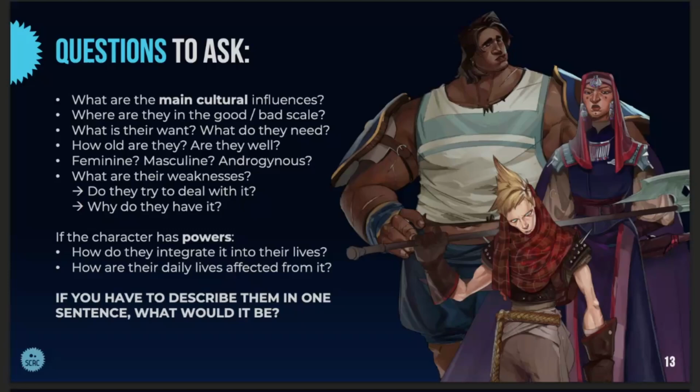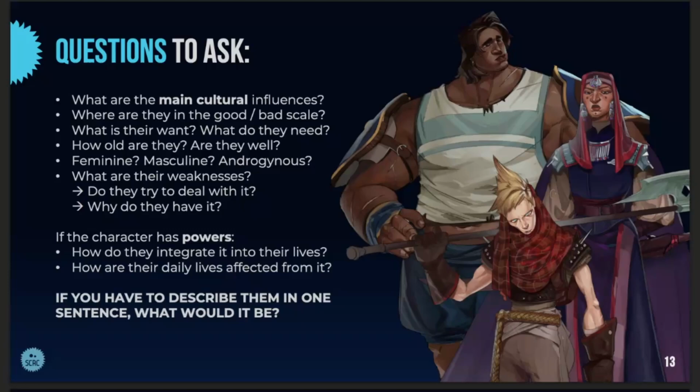And again, if the character has powers, you need to think about how they integrate it into their daily lives. So for example, my character can read people's thoughts. Okay, what is the catch to that? Do they have trouble sleeping because they keep hearing people's thoughts? Or do they get away with so many things because they can read people's thoughts? Tell me how that power can affect their daily lives and how that makes them different from other people that maybe do not have that power.